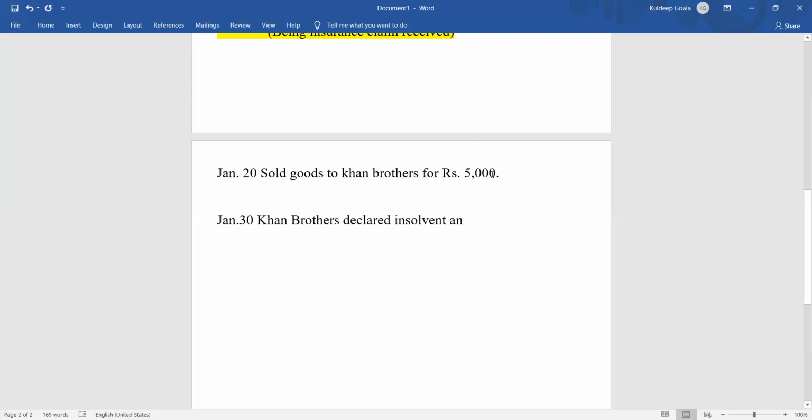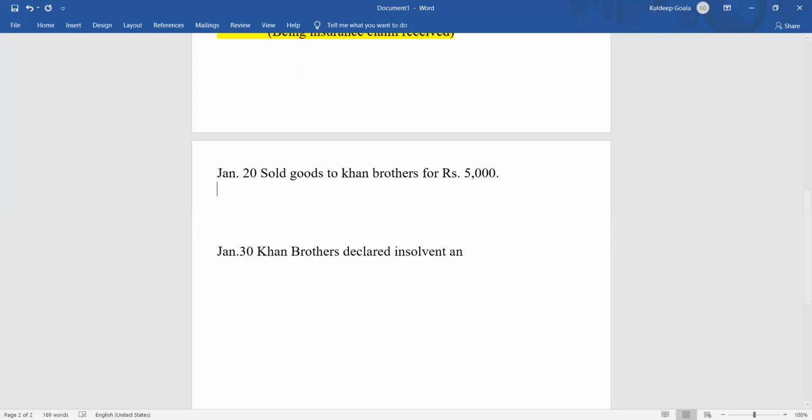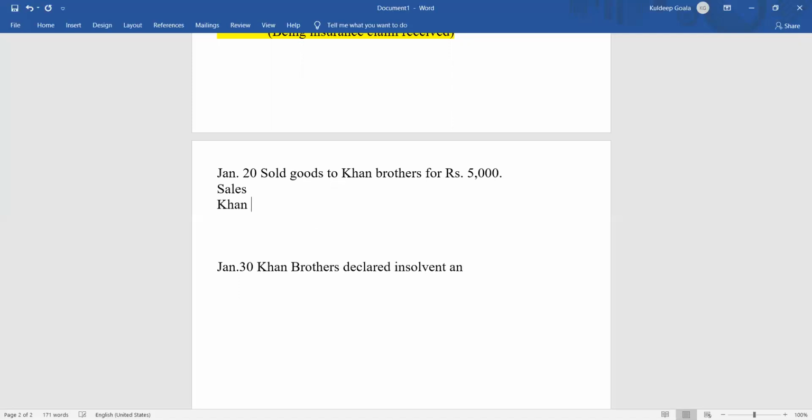Well, this is the second part. I'll see it later. Now we'll see the first part. So what it is: sold goods to Khan Brothers for rupees 5,000, right? Sold goods to Khan Brothers. Now remember, if the name of the person is there, it is a credit transaction. So what did you get? One is the sales account, and the other one is Khan Brothers.